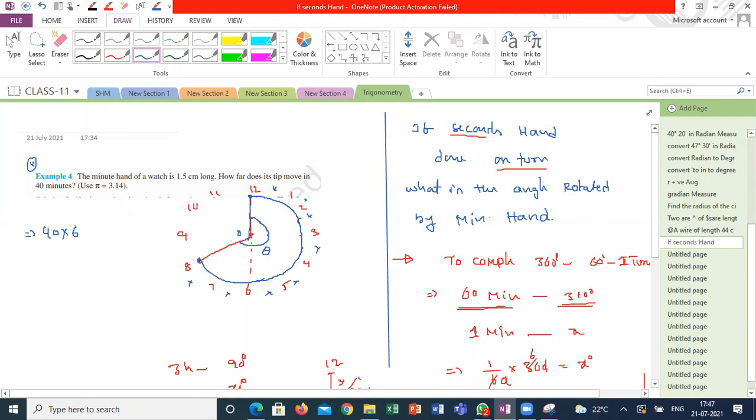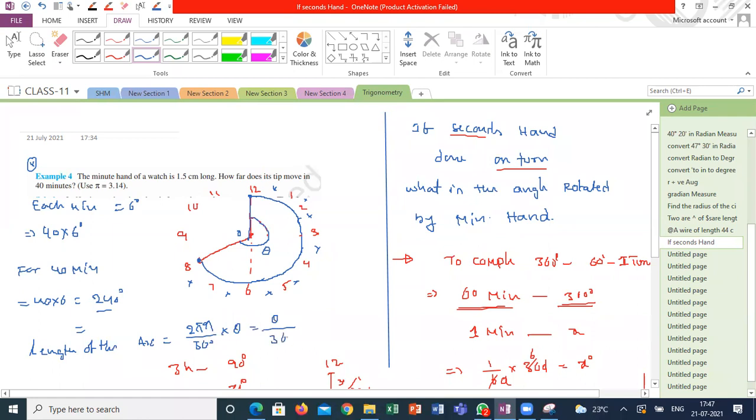For each minute it takes 6 degrees to rotate. So for 40 minutes, 40 into 6. So 240 degrees it is rotating. 240 means how many radians? Or straight away you can use the length of the arc formula. If I have it in degree measure, what is the length of the arc formula? 2 pi r by 360 into theta, or theta by 360 into 2 pi r.